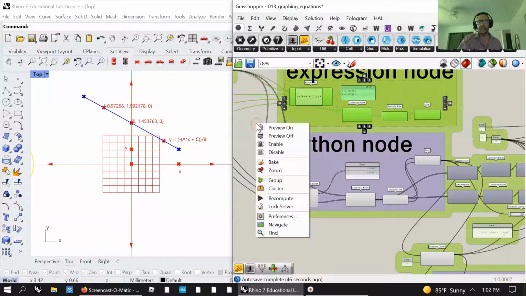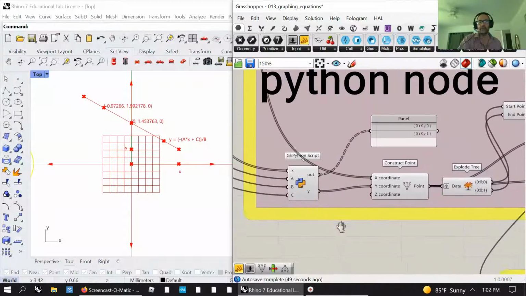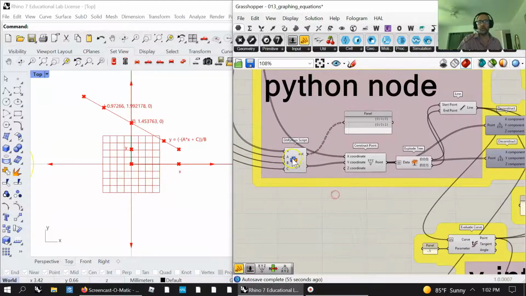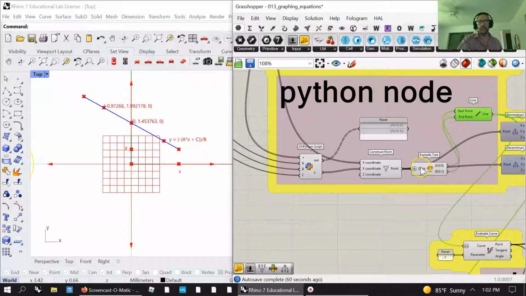So not too hard, but I don't need that line. So I could take that and say, let's make that disabled. And then let's only run it into a Python script. And the Python script is exactly what the expression node did, but you're writing your own. And we're solving for the points at the ends, and I'm producing a line between the endpoints of that. And I used an explode tree to get at that by grafting it. There's just one way of doing it.